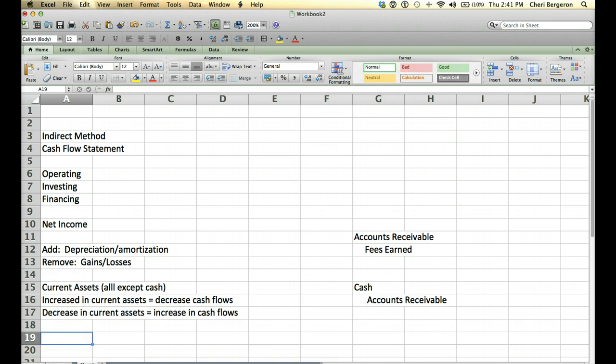Alright, the next section that we look at is current liabilities. And by the way, we're interested in current because those are the things that are operating activities for a company.